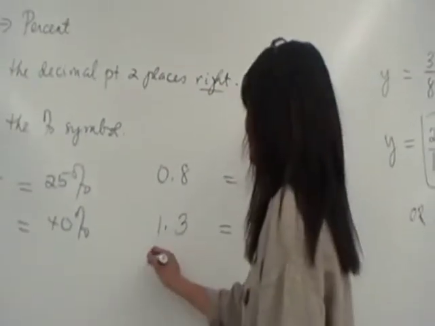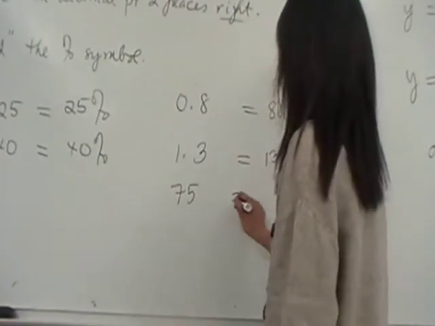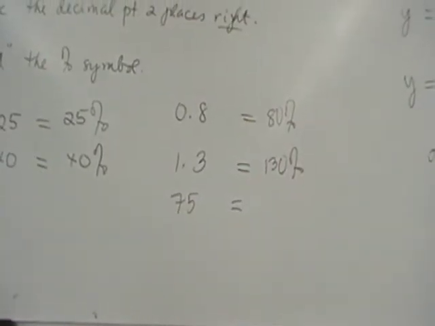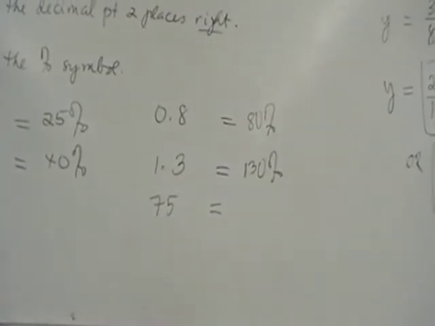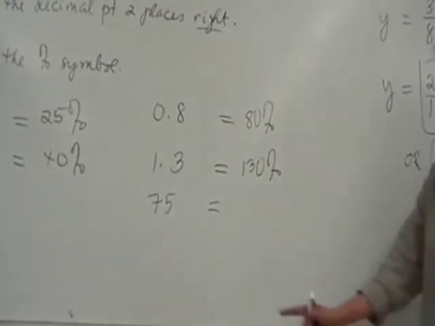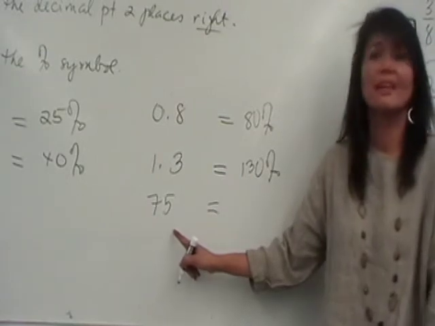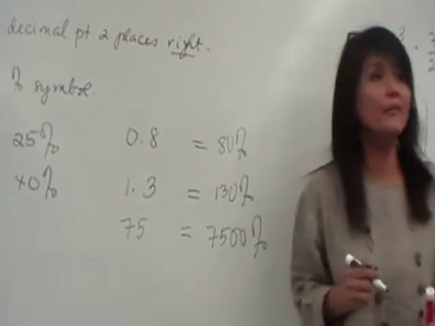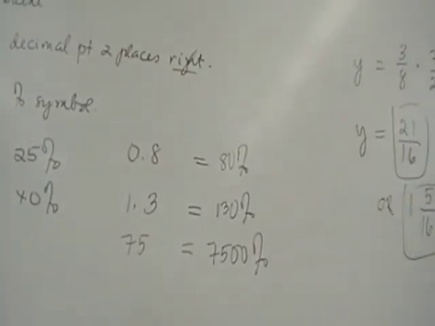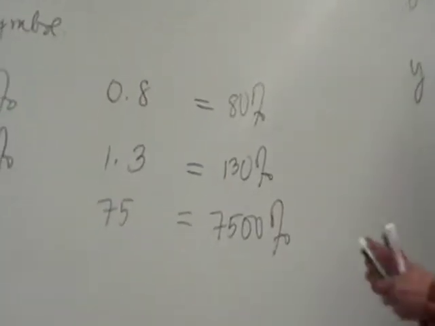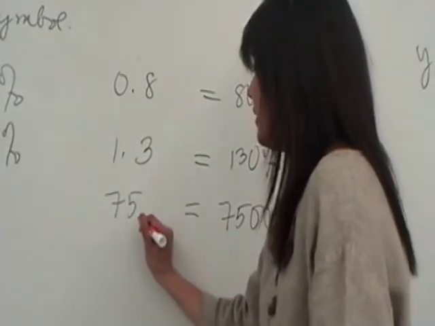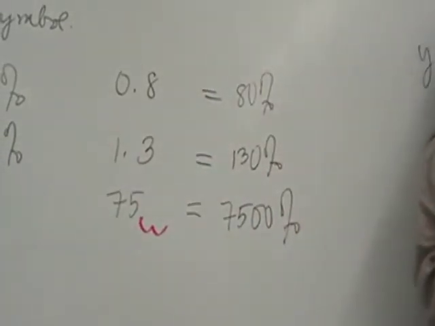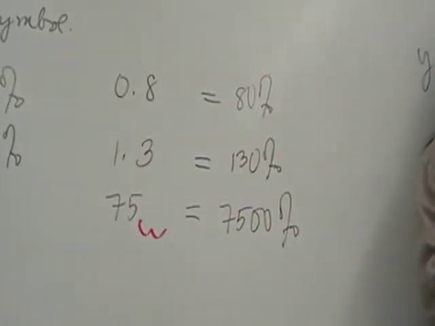If you have 75, what is that? Where is the decimal point in 75? After the 5, so it becomes 7,500%. Wherever the decimal point is, if you want to make it into a percent, you just move that. The decimal point here is understood. Move it to the right twice, so you need 2 zeros. Put the percent symbol. Is that clear?